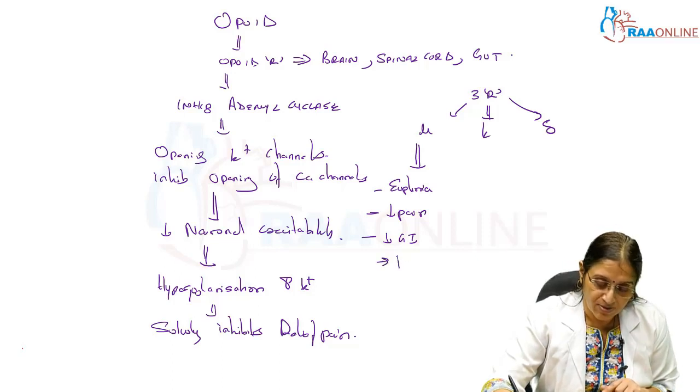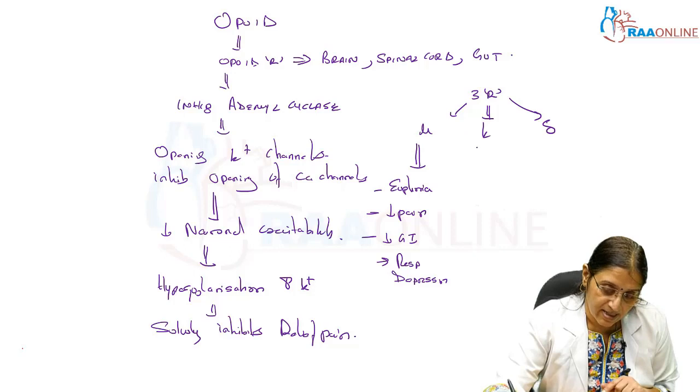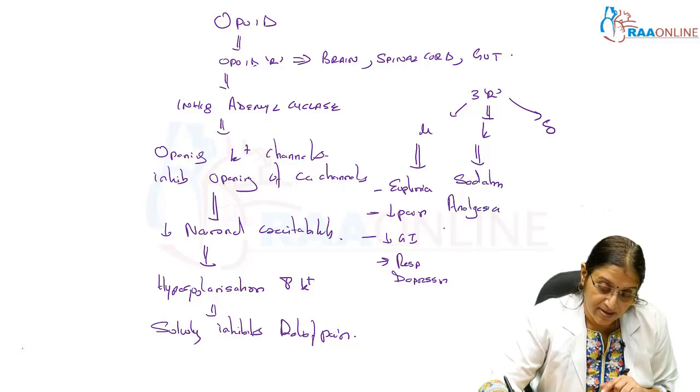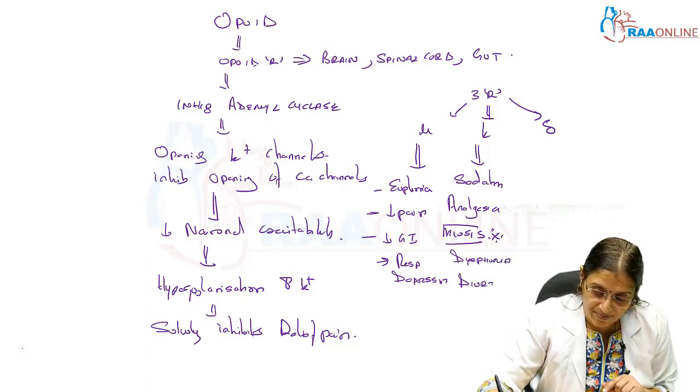It can also cause respiratory depression. Then the kappa receptors cause sedation. They cause analgesia, the same thing, relief of pain. They cause miosis, so this can help in detection of the toxicity also, and they cause dysphoria and diuresis.